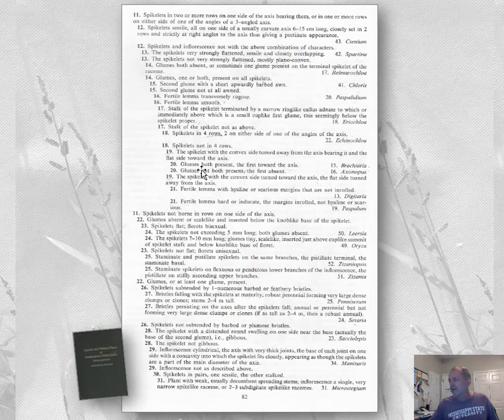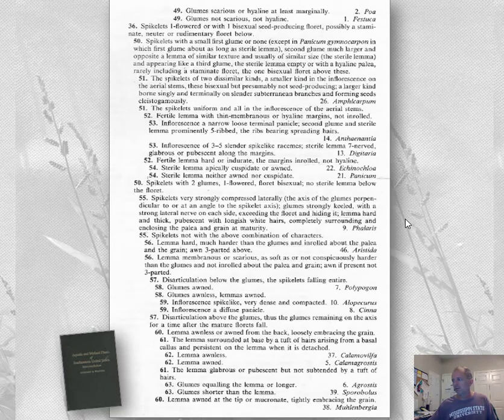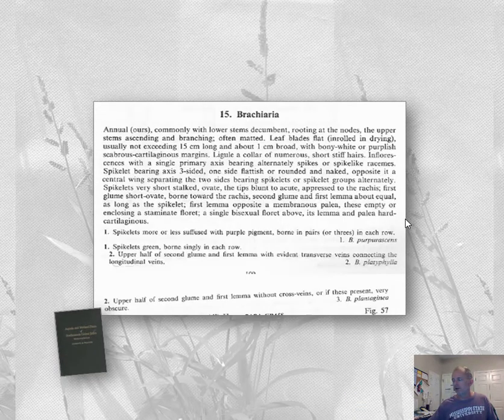But anyway, so where were we? In the 20. So glooms both present, the first toward the axis, or glooms not both present, the first one absent. And so we did have the one on the side next to the axis, so I don't think it's going to be a zonopus, which makes it a Brachiora. Okay, number 15 here. All right, so if I'm correct and it's Brachiora, then we would skip over all of the rest of the grass key, and then here we have Brachiora.